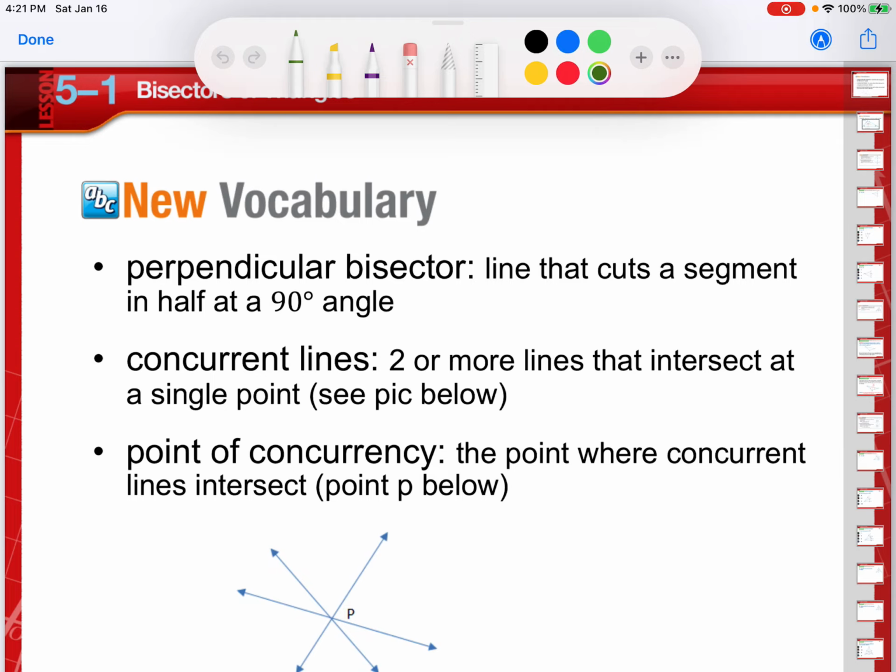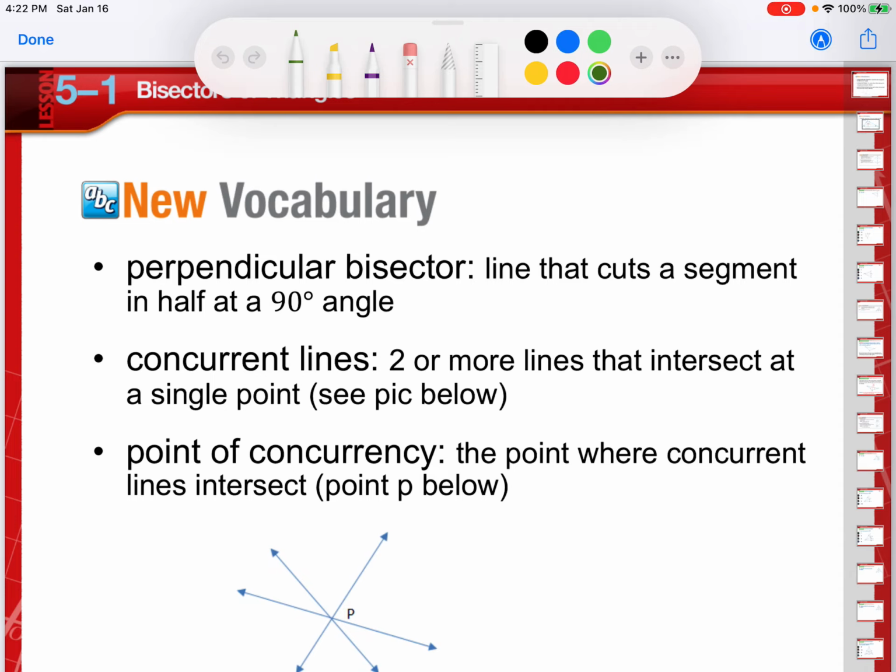That is a line that cuts a segment in half at a 90-degree angle. So when we think perpendicular, always think 90 degrees. And then bisector, bi means two, so it means it's cut in half. So perpendicular bisector, a line that cuts another segment in half at a 90-degree angle.